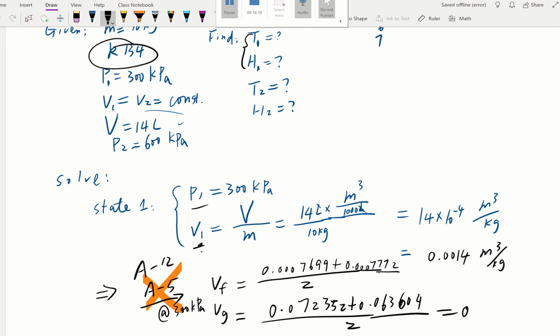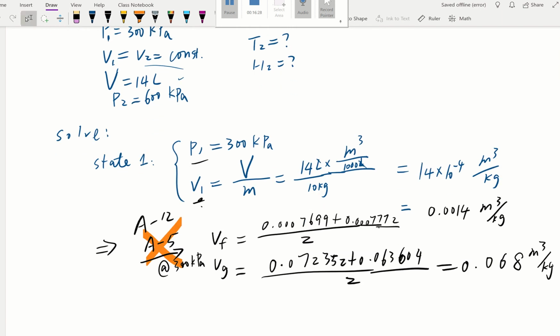And our value here is 0.068 rounded up, meter cube per kilogram. So far we just go to the pressure table and use a linear interpolation, here is the average, to find out Vf and Vg. Since our second property is V, we're going to compare this value to Vf and Vg. And I just realized I didn't calculate the Vf yet, so I'm going to go ahead and get those numbers.